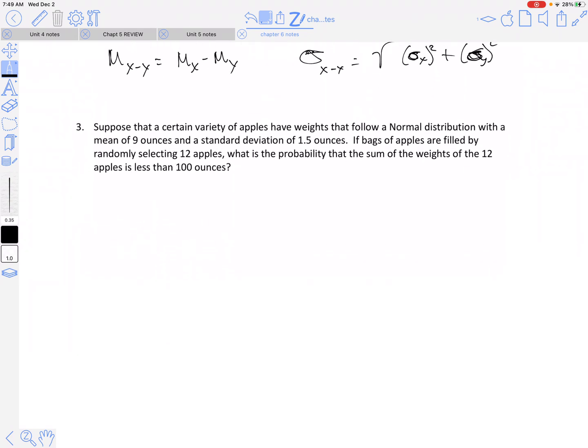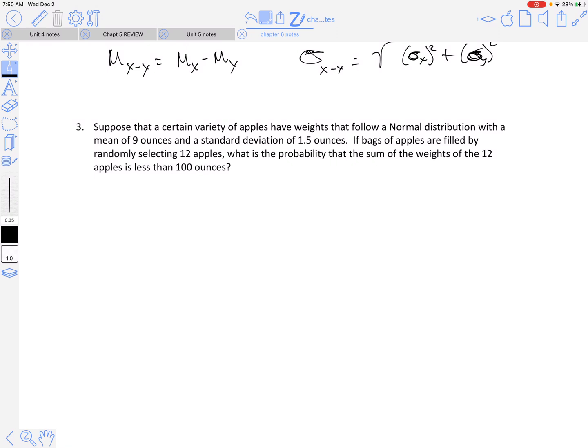Okay, how spread out the data is does not leave, so we need to still add our variances even though we're subtracting. Okay, so suppose that a certain variety of apples have weights that follow a normal distribution with a mean of 9 ounces and a standard deviation of 1.5 ounces. If bags of apples are filled by randomly selecting 12 apples, what is the probability that the sum of the weights of the 12 apples is less than 100 ounces?